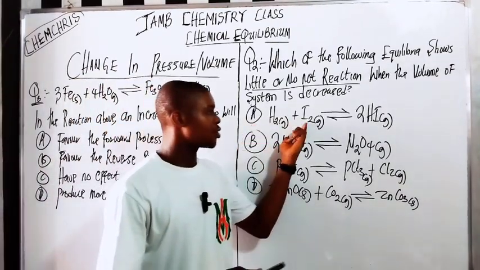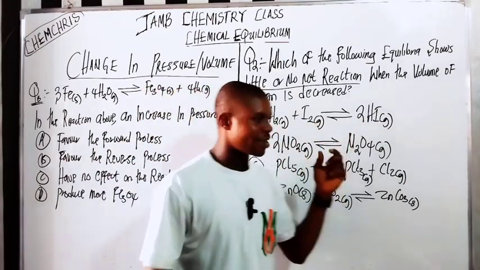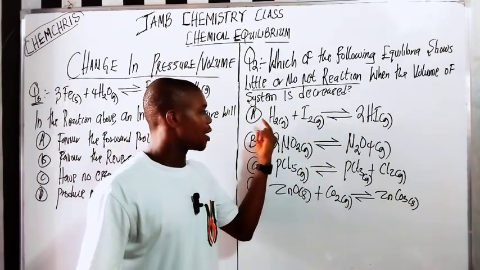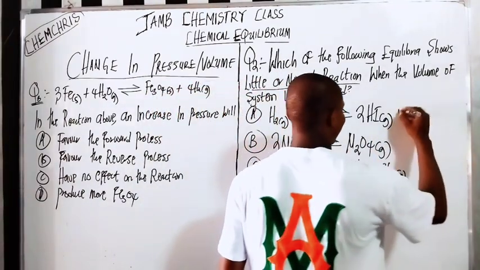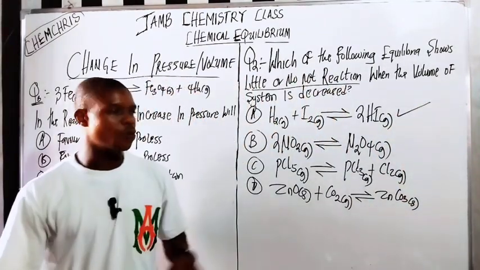H2 is gas, I2 is gas, hydrogen iodide is gas. How many moles do you have here on the reactant side? 1 plus 1 is 2. Yes, 2. So of course this is the correct answer. You get it. This is the correct answer.